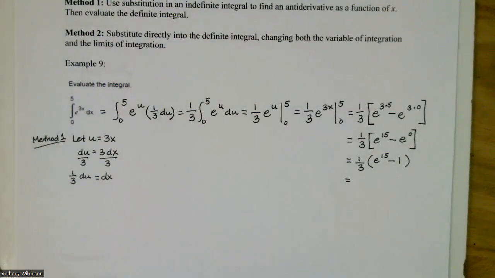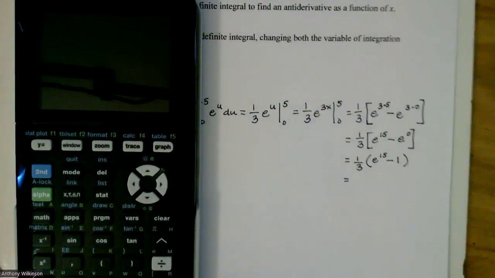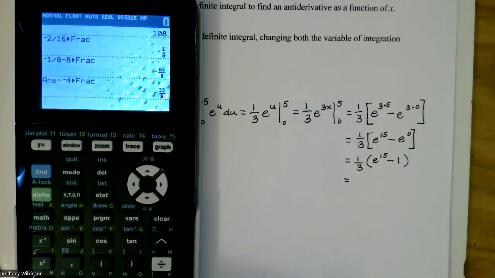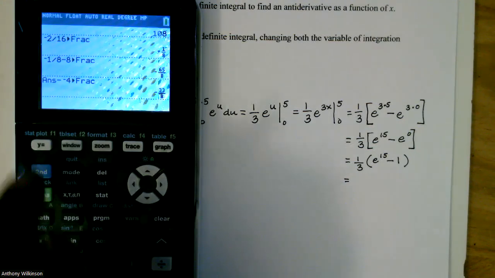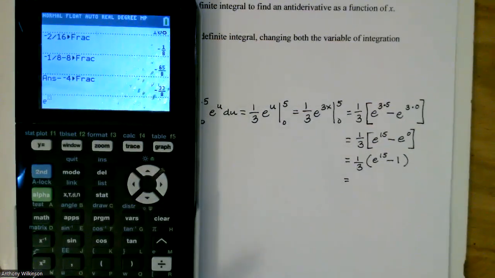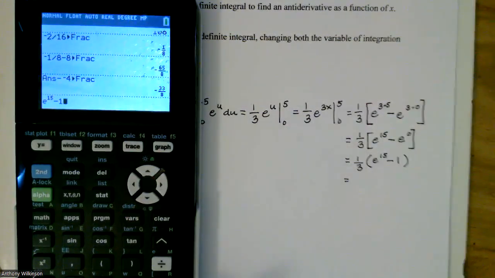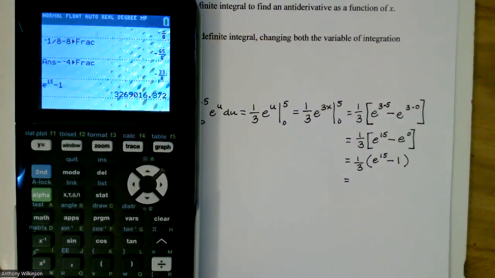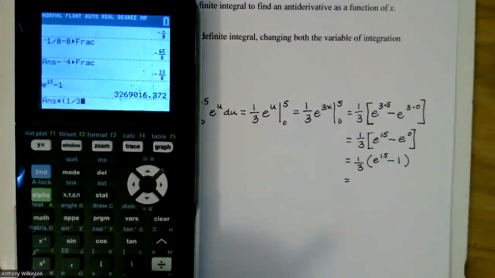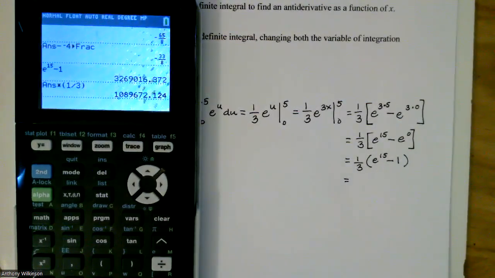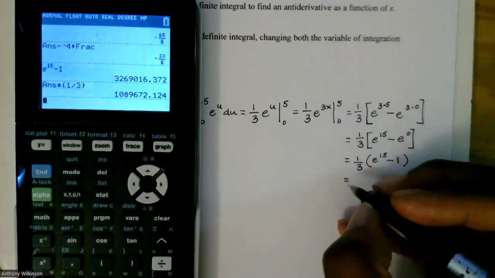And they're going to want this in the form of a decimal. So let's see, e to the 15th would be second and ln on the calculator, then 15, right arrow, minus 1. That'd be this amount, but then I have to multiply that by 1/3. This is what I come up with, 1,089,612.124.